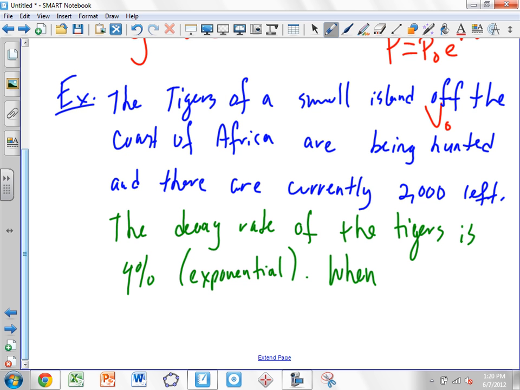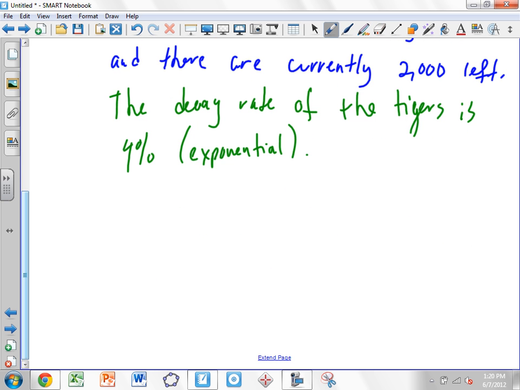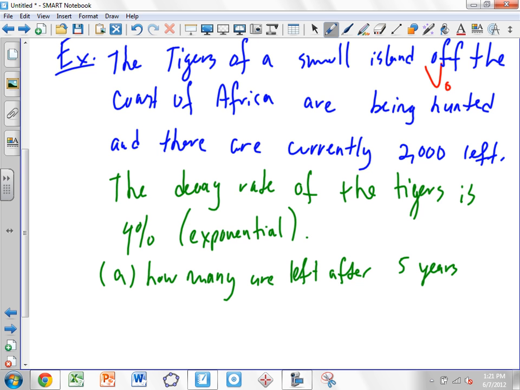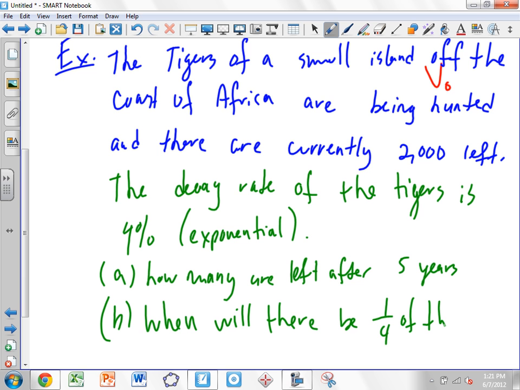Let's do two parts of this problem. This is a good one. Part A. How many are left after 5 years? When will there be 1/4 of them left? Okay? So two parts of this problem.